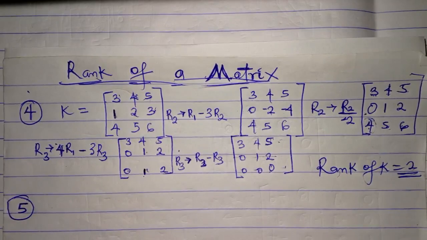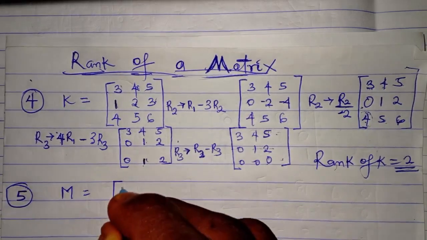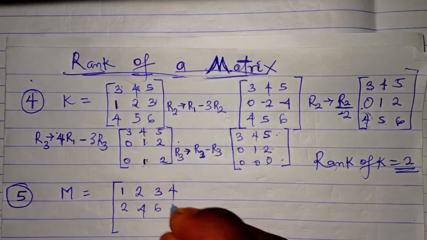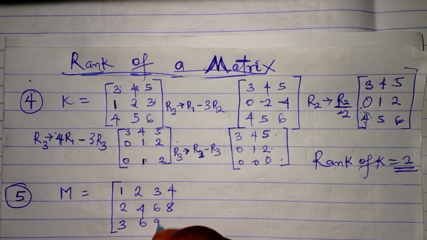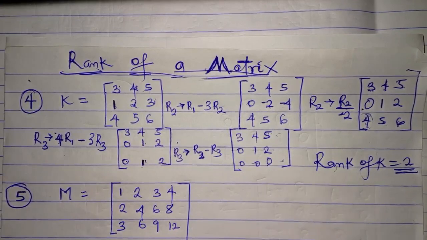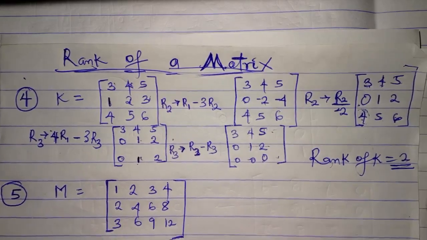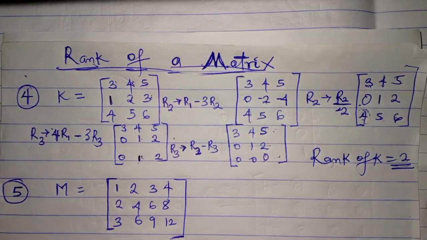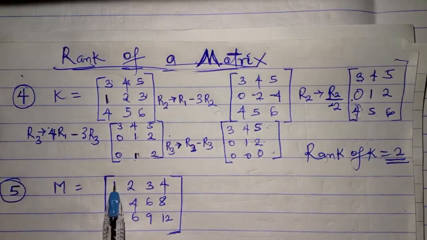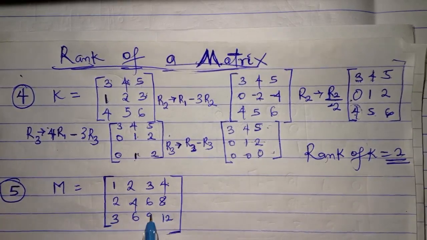For example, let's take the matrix M that has the entries 1, 2, 3, 4, 2, 4, 6, 8, 3, 6, 9, 12. What is the rank of this matrix? We are to determine the maximum number of non-zero rows. Let's apply some row transformations and see. This is 1, 2, 3, 4, 2, 4, 6, 8, and 3, 6, 9, 12.